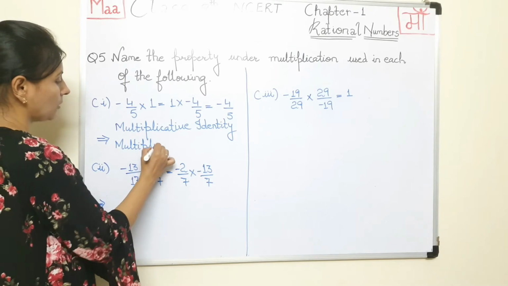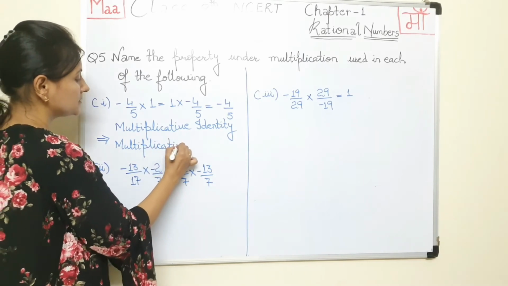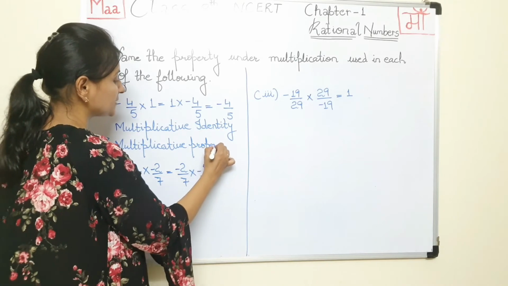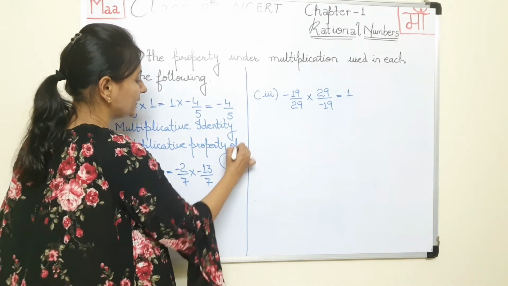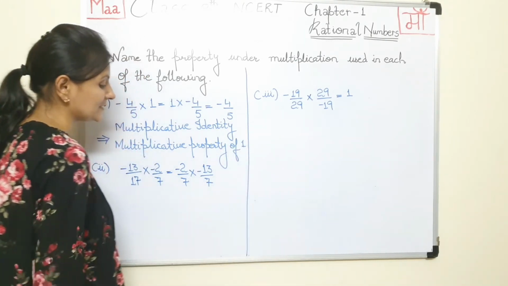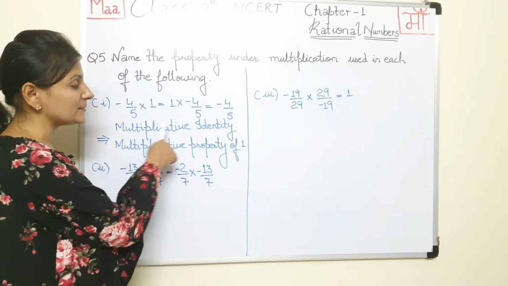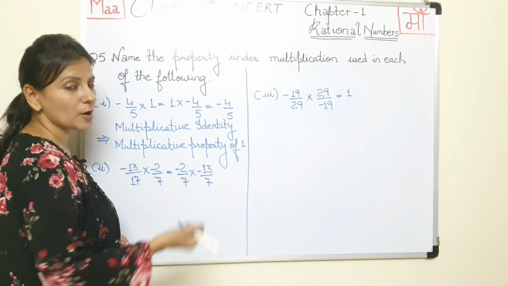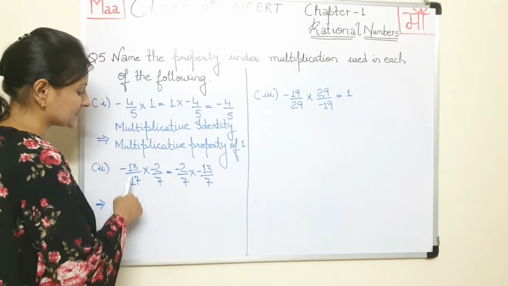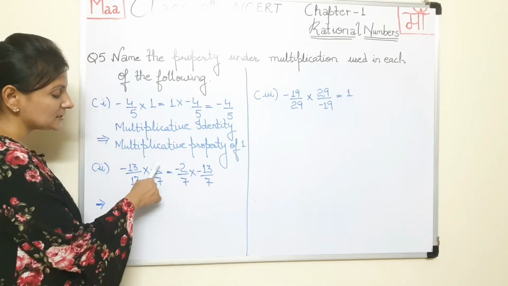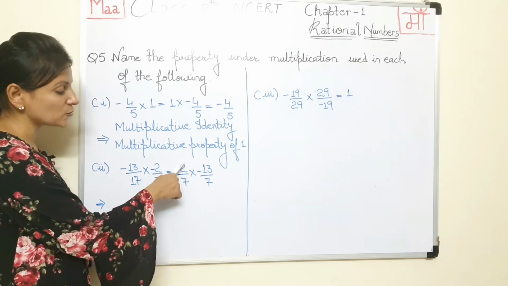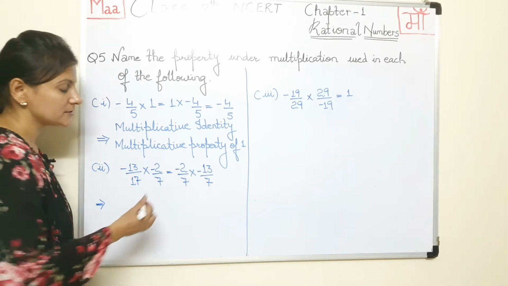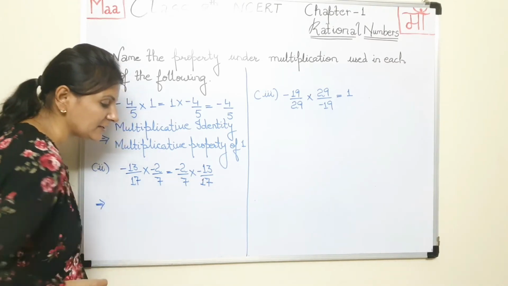Multiplicative property of 1. Anything you can say here. Okay, ये multiplicative property है, और multiplicative property किसकी है? 1 की, क्योंकि यहाँ पे 1 से multiply किया जा रहा है. So multiplicative identity, either you can say multiplicative identity or multiplicative property of 1. Next, -13/17 into -2/7 is equals to -2/7 into -13/17. It will be 17 here.